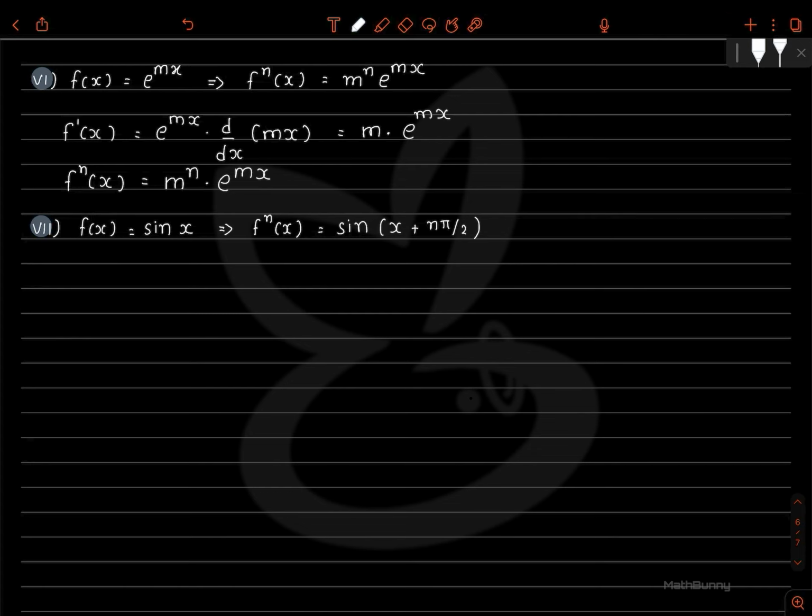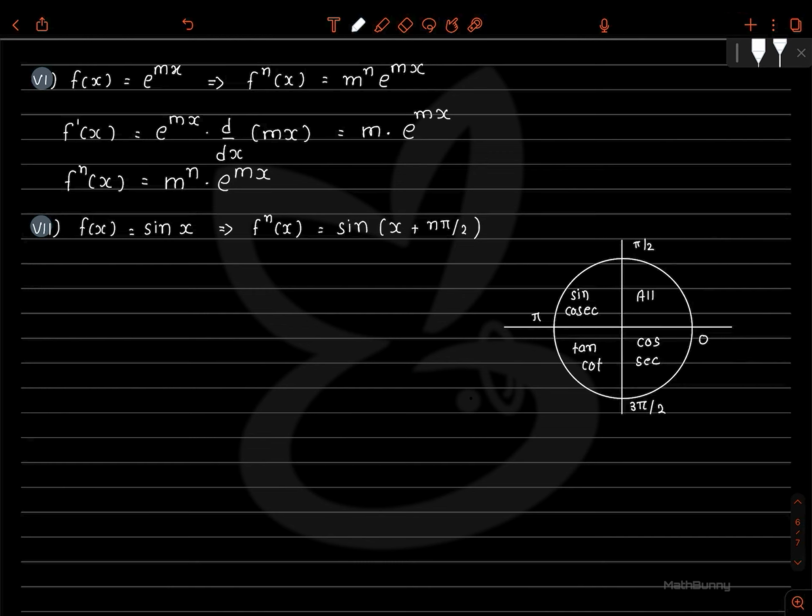Now the next function is f of x is equal to sin x. To find the nth derivative of sin x, first we will see the unit circle. This is the unit circle. In the first quadrant, all the trigonometric functions are positive. In the second quadrant, only sine and cosec are positive. In the third quadrant, tan and cot are positive. In the fourth quadrant, cos and secant are positive.